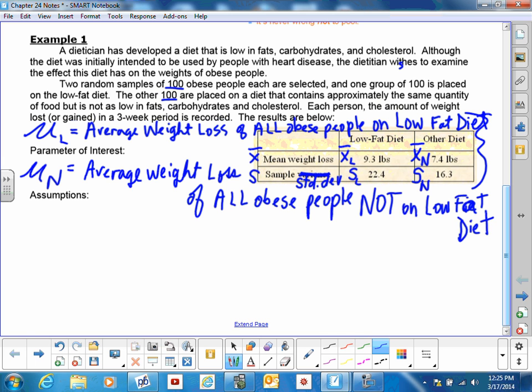I think that's probably a good point, because this other diet, remember, they specified that it is approximately the same quantity, but not as low in fats, carbohydrates, and cholesterol. So probably better stated would be the other diet. True. Do a D for diet instead of N for not. I don't know.